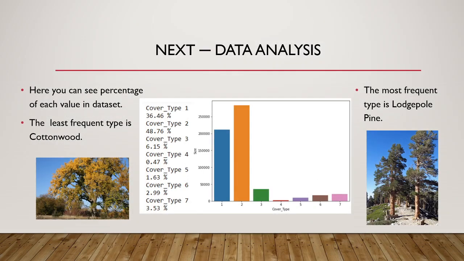So, data analysis. Before fitting the model, I worked with the data. On this slide you can see the percentage of each tree type in the data. The least frequent type is cottonwood, which is cover type 4. And the most frequent type is lodgepole pine, which is cover type 2.